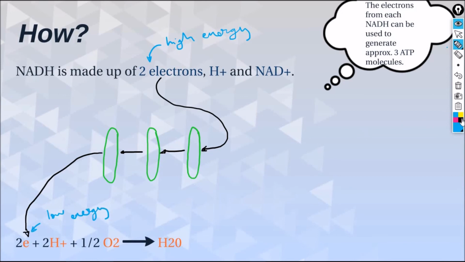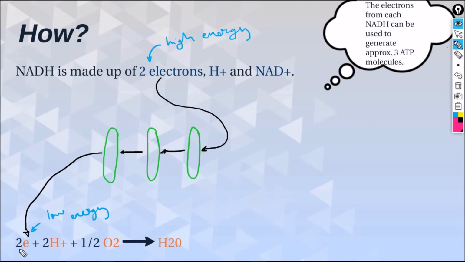But as they were passing through these proteins, they were depositing some of their energy into these proteins, and this energy that they deposited is going to be used to make ATP. Now the production of ATP from these proteins is not on the course, so you don't need to worry about that. But you need to realize that as they go through the proteins, they're losing energy. And over here, it's a low energy molecule.